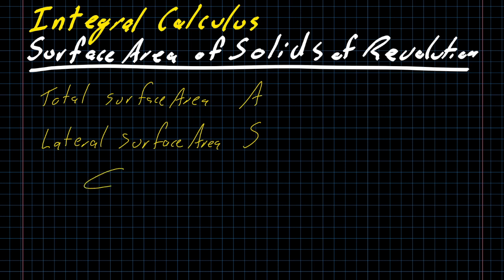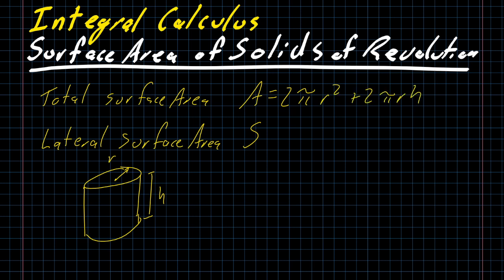I'm going to use a right circular cylinder as an example. This is a formula that you probably already know, although it may or may not be top of mind knowledge. The total surface area of a right circular cylinder, which has some radius and some height, is 2 pi r squared plus 2 pi r h. And the lateral surface area is 2 pi r h.